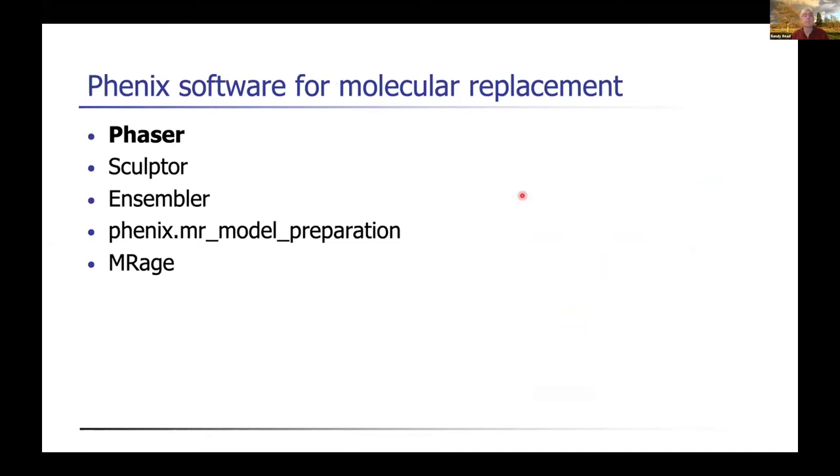We're going to be mentioning a number of pieces of software. The main one, the central one, is Phaser, but there are also programs you'll hear about: Sculptor, which trims off things that are probably wrong in your starting model; Ensembler, which makes an ensemble of superimposed alternative models; a tool called Phenix MR model preparation, which is a really handy way of preparing a bunch of possible models; and Mirage, which is a pipeline for doing automated molecular replacement.